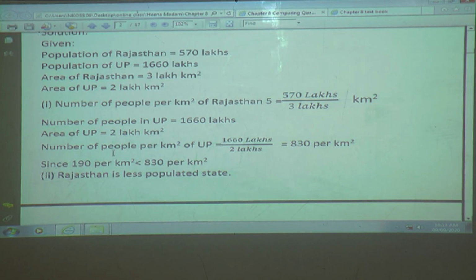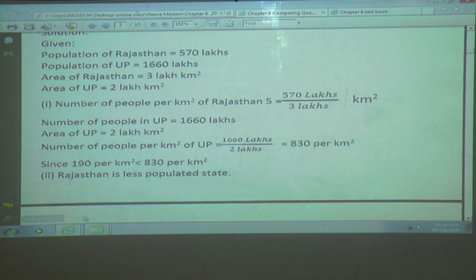So number of people per kilometer square of UP, this we had done for Rajasthan, we are doing for UP, is 1660 lakhs upon the area given to us, which is 2 lakhs. By reducing this, we can find out the population per kilometer square. So per kilometer square, that is 830 per kilometer square.